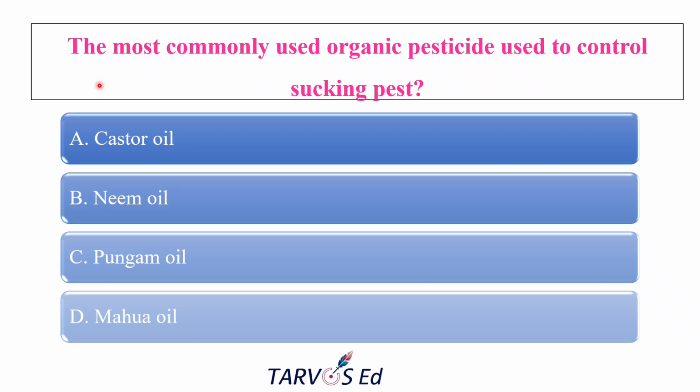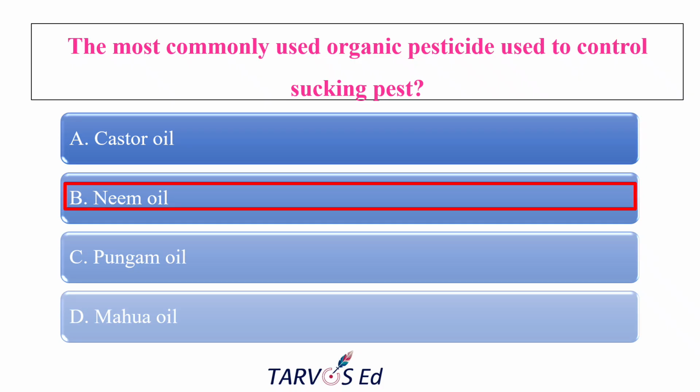And the next question is the most commonly used organic pesticide to control sucking pests. The options are castor oil, neem oil, pungam oil, mahua oil. And the correct answer is neem oil. So what is neem oil? This neem oil is extracted from the neem, Azadirachta indica. The main active component of this particular pesticide is azadirachtin, which has insecticidal property to kill the pest.